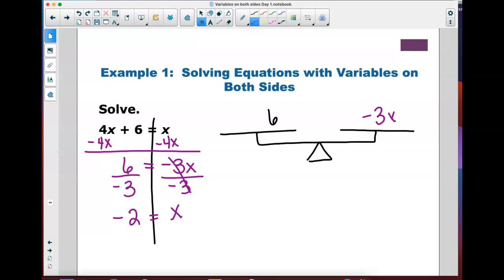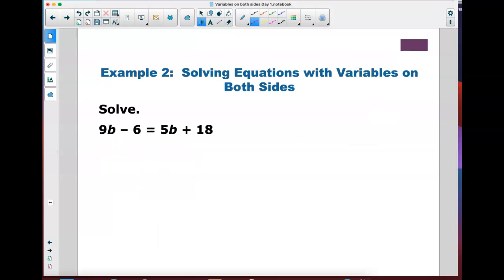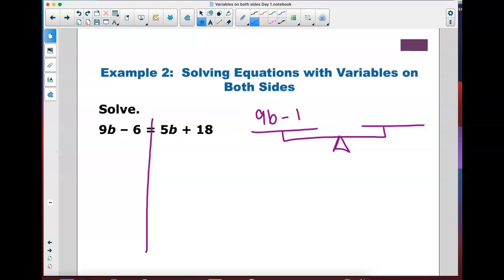Okay, let's try another one. Look at example 2. First of all, I'm going to start by drawing the line down the middle. Sometimes it does help me to literally draw this scale and think of it this way. So I have 9b minus 6 on one side and 5b plus 18 on the other.